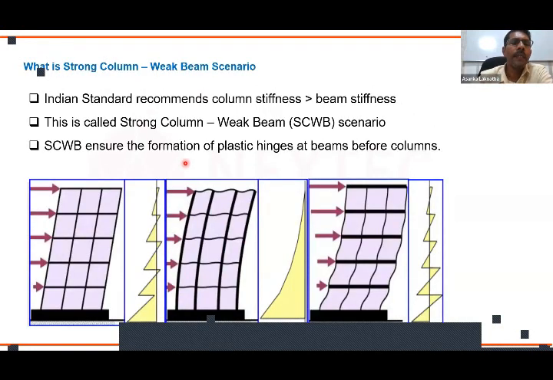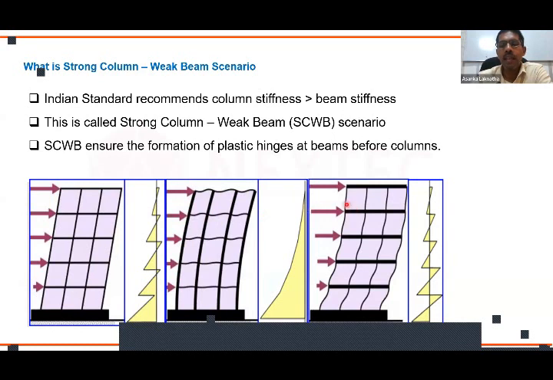So this is also a little bit about the weak beam strong column scenario. The Indian standards recommend column stiffness greater than beam stiffness, again to facilitate the expected ductile behavior of the beam, and to have hinges in the beam rather than in a strong column. We can see the first one is where the stiffness of column and beam seems to be similar. In the second one, the stiffness of the column seems to be higher, and we can see the deformation shape of the beam.